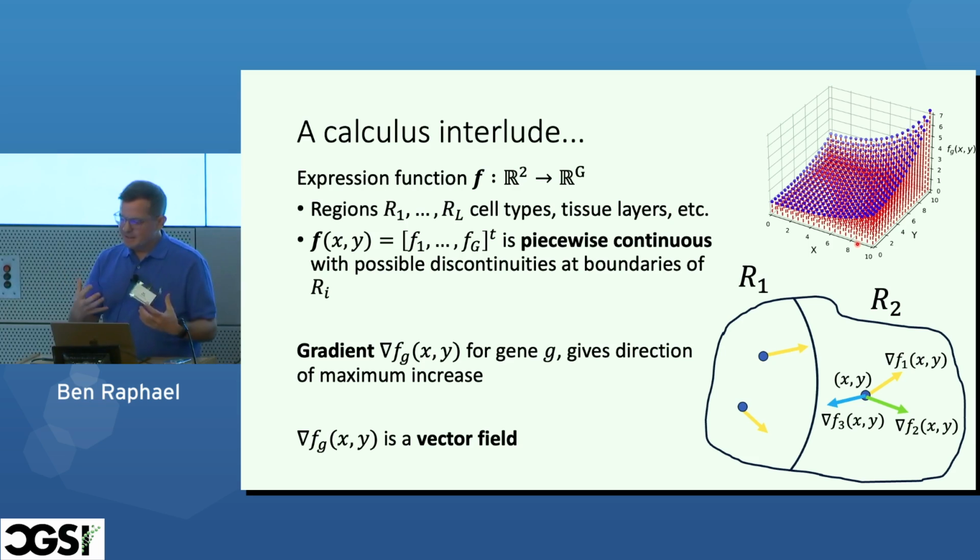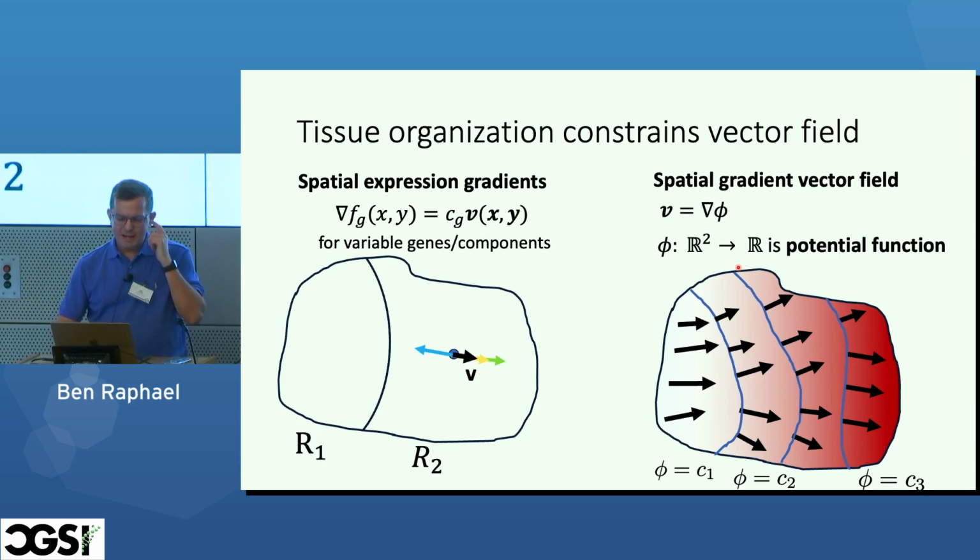So, does the tissue organization impose some constraints on this vector field? And with some mild assumptions, we can see that for genes that are variable genes, marker genes, or if you want to do this with principal components, we can assume that their gradient directions are going to line up within that particular location at the point. And then, one way to describe a vector field is as the gradient of this function called the potential function.